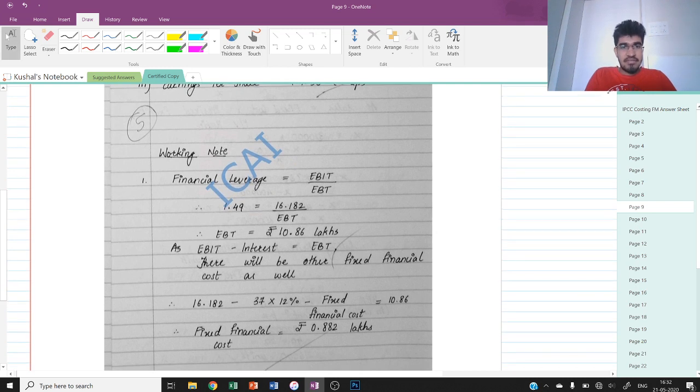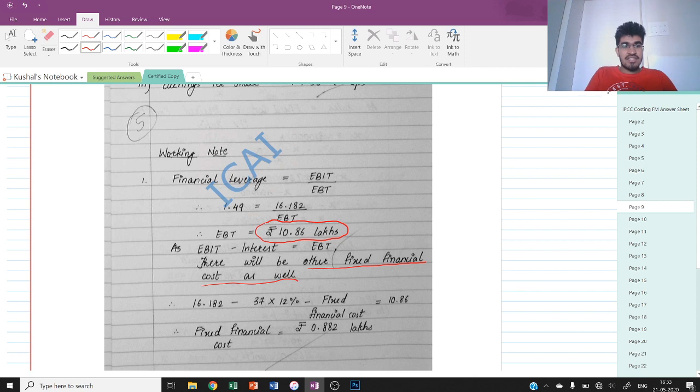Financial leverage is EBIT upon EBT. Financial leverage was given in the question as 1.49. 1.49 is what? EBIT upon EBT. Thus, we get the amount of earnings before tax as 10.86 lakhs. As EBIT minus interest is equal to EBT, there will be other fixed financial cost as well. This is an important statement and a hidden adjustment which was there.